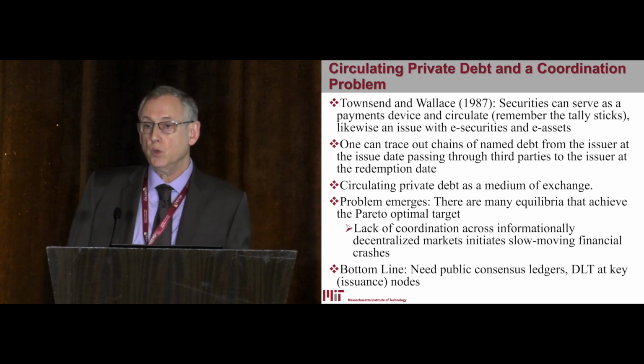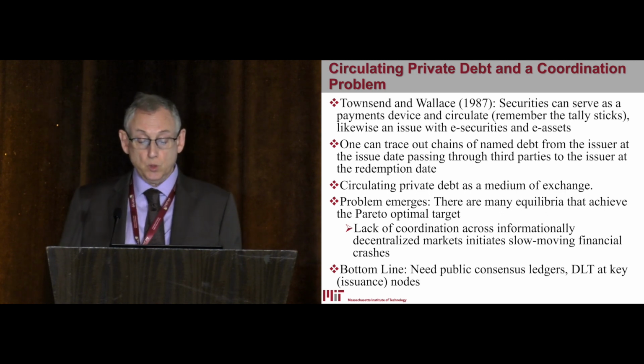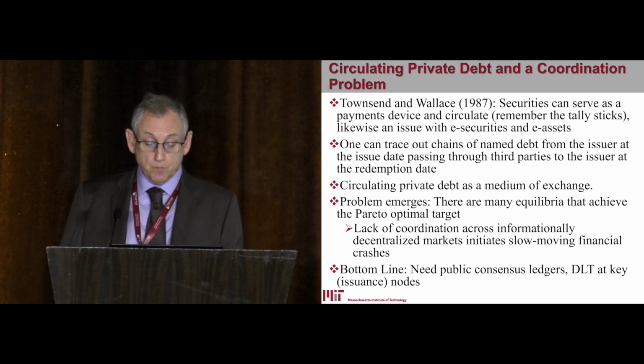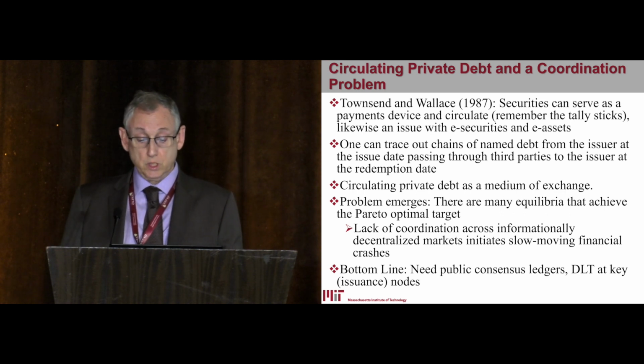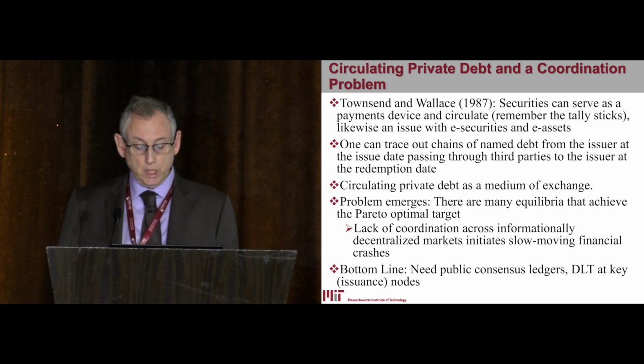Another related example is some work I did with Neil Wallace on private debt, which circulates and has high value. It can be very beneficial. It can achieve Pareto optimal allocations. One can trace out these chains from issuer to redeemers, just like the tally sticks. And it can have very high velocity, so effectively these are privately issued securities that circulate as money.